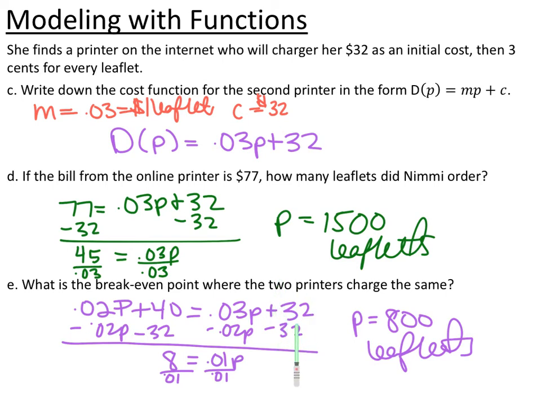And then what's the break-even point? So it starts off with the second one being cheaper, but the price per leaflet is more expensive. So we want to know when do they cross, when is it equal. So set them equal to each other, solve for P, and you end up with 800 leaflets. So before 800 leaflets, the second printer is cheaper. After 800 leaflets, the first printer is cheaper.